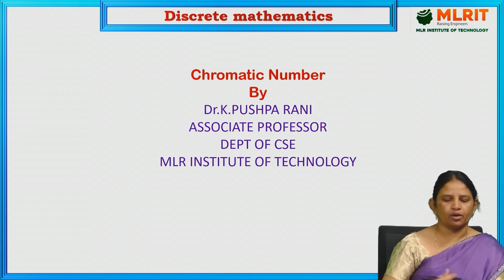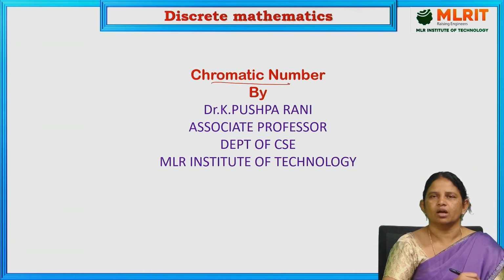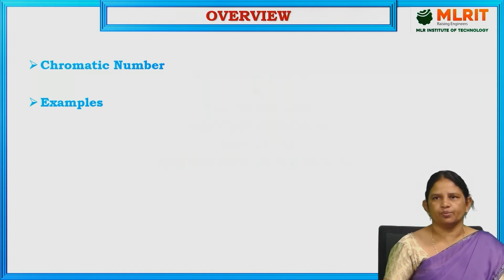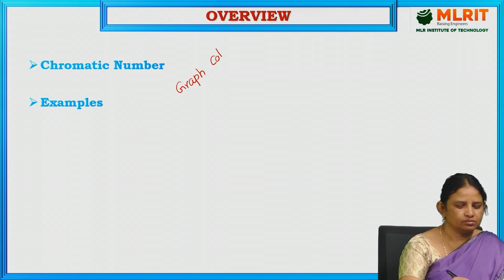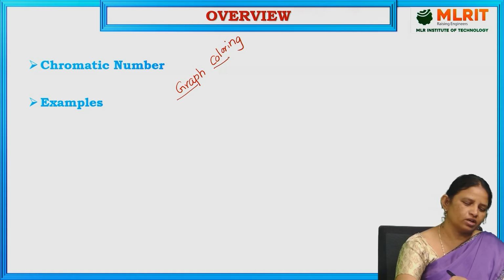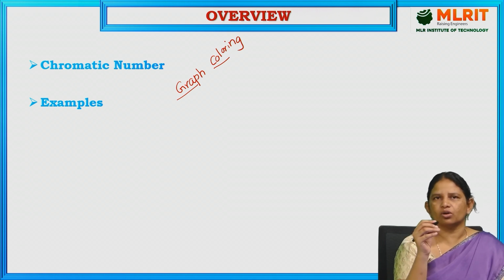In this video, we are going to discuss chromatic number. Before discussing the chromatic number, we need to understand the basic important term, that is nothing but graph coloring. From this terminology, we are going to discuss the chromatic number. First, we need to understand what is graph coloring, what is meant by chromatic number, and how to calculate the chromatic number by considering some example graphs.